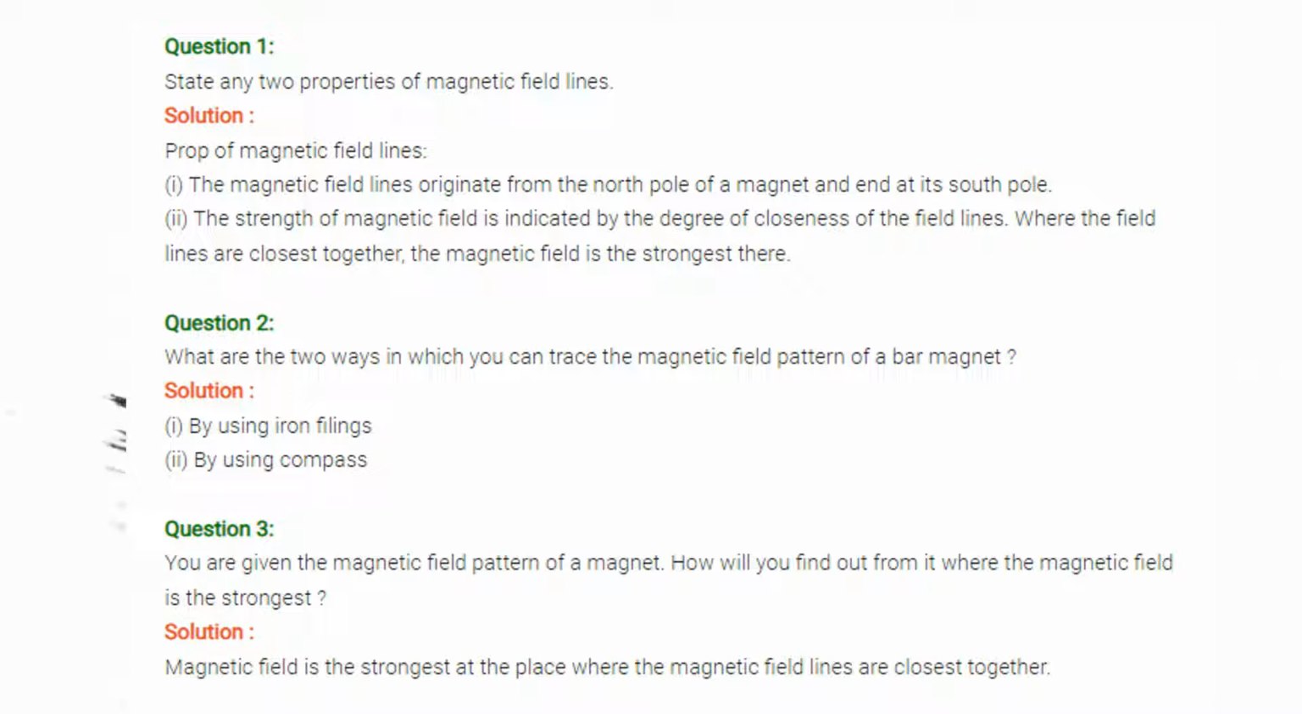Question 2. What are the two ways in which you can trace the magnetic field pattern of a bar magnet? Solution. 1. By using iron filings. 2. By using a compass.